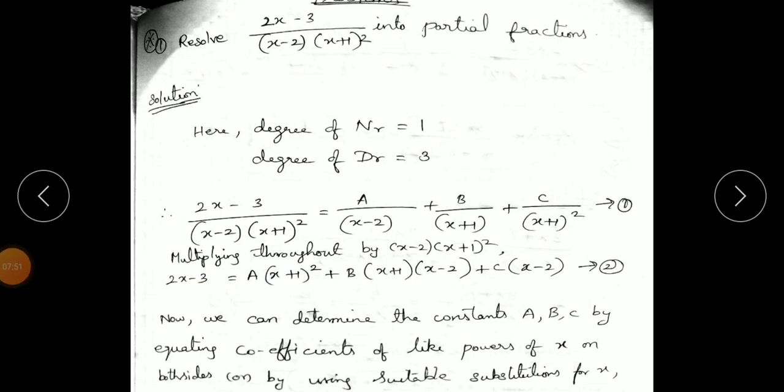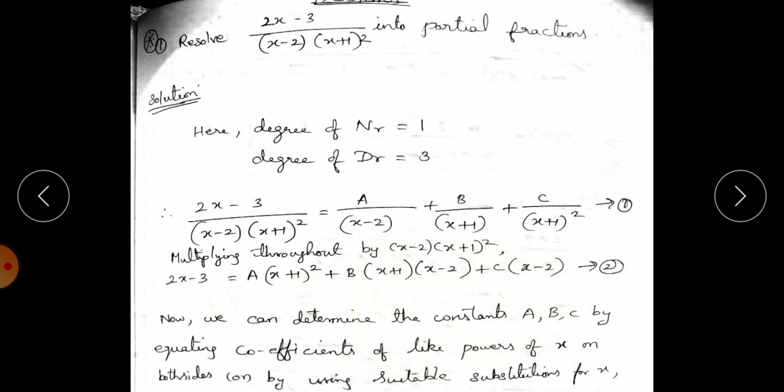So after multiplying and cancelling, we are getting a into (x plus 1) whole squared. And here, if you cancel, the remaining term is b into (x plus 1) into (x minus 2), likewise c into (x minus 2). Take this as the second equation. Now we can determine the constants a, b, c by equating the coefficients of like powers of x on both sides, or by using suitable substitutions of x.